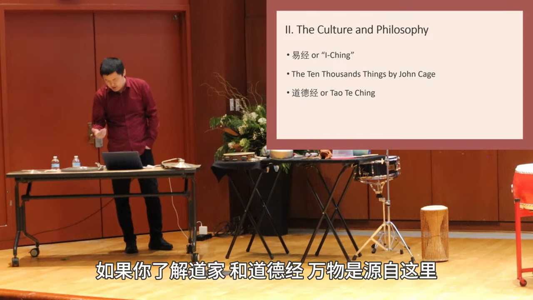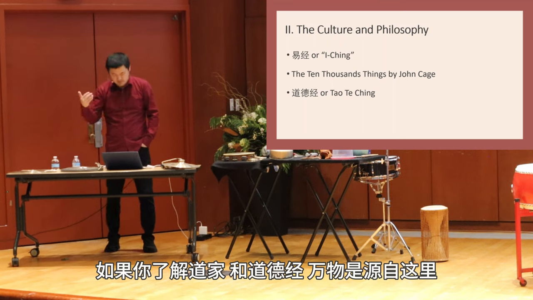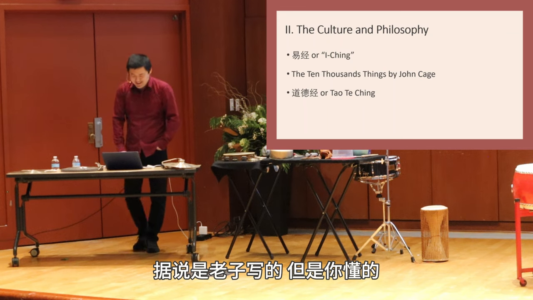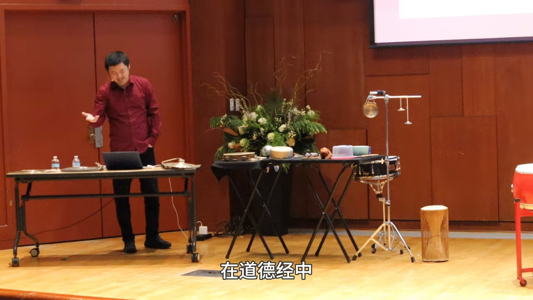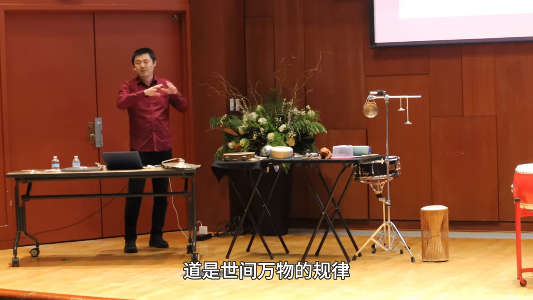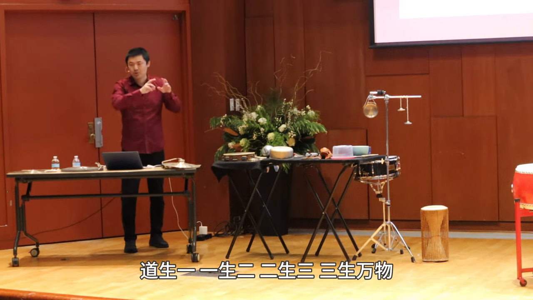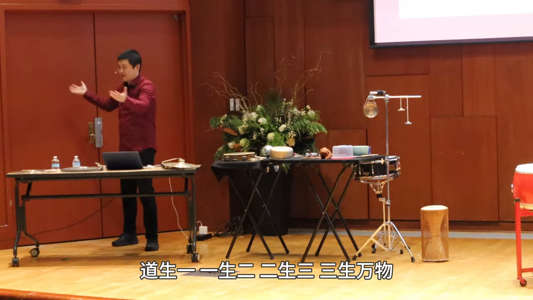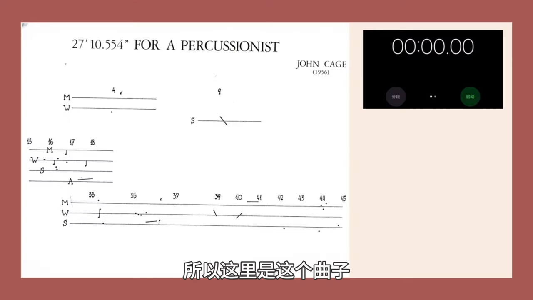And this 10,000 things also comes from the Daodejing in Taoism, by, well, they say by Laozi. In the Daodejing, the Dao creates. Dao is like the rule of the universe. So Dao creates one, creates two, creates three, creates everything, or creates 10,000 things, or so one. Okay. So that's the piece.